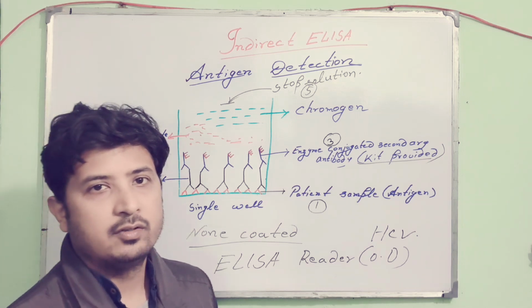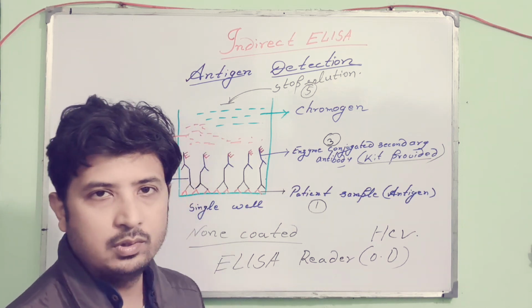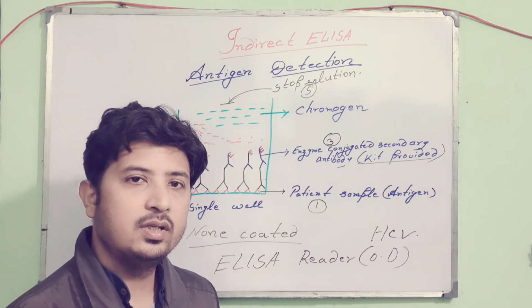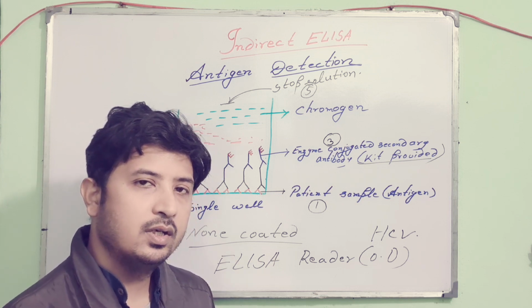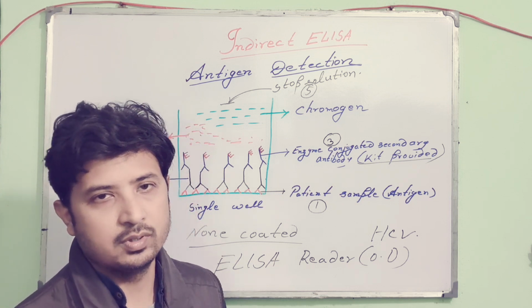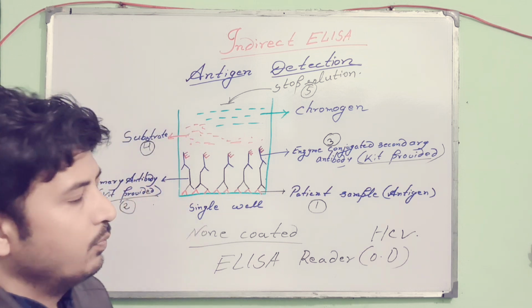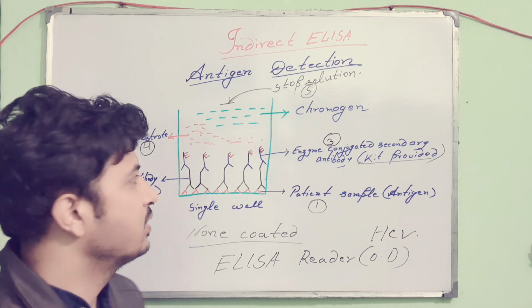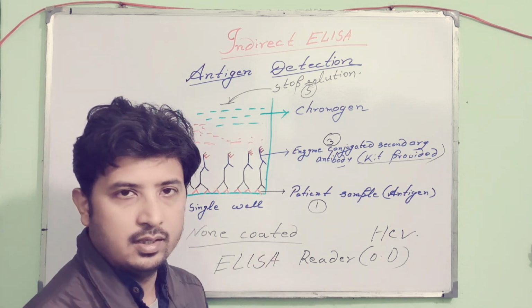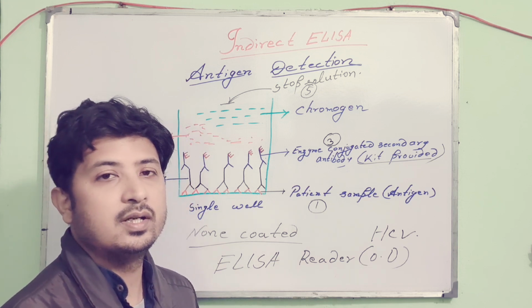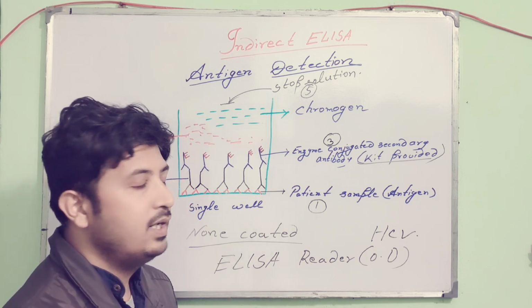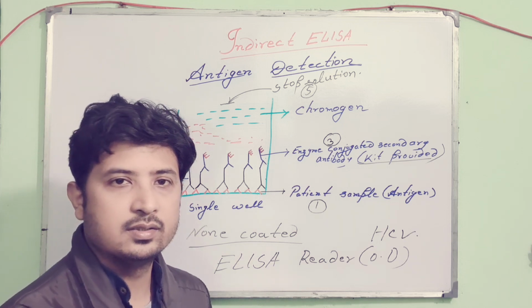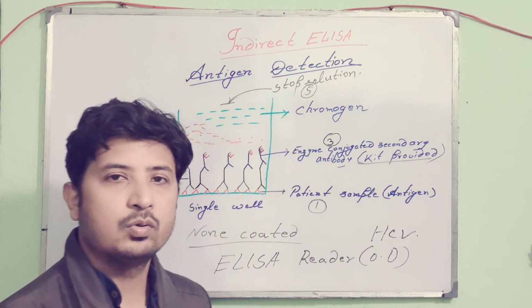So the first basic differences are that non-coated wells will be taken, patient serum will be given first and incubated, then primary antibody, then secondary conjugated antibody, and then the substrate and stop solution. So both things are detected through indirect ELISA, because the antigen is detected indirectly, and the antibody was detected indirectly. Both antibody and antigen detection are done by this indirect ELISA like this. So I hope I have cleared your concept.